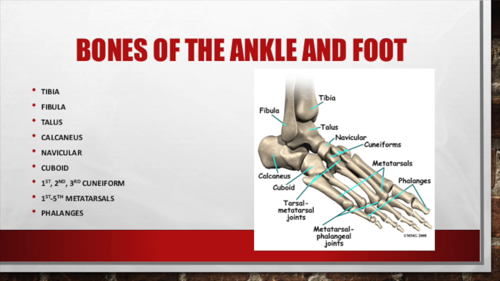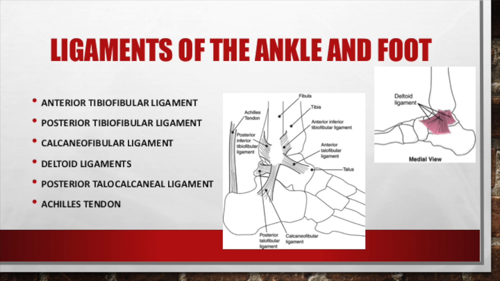Bones of the ankle and the foot. The bones of the ankle and the foot include the tibia, fibula, talus, calcaneus, navicular, cuboid, first, second, and third cuneiforms, the first through fifth metatarsals, and the phalanges.